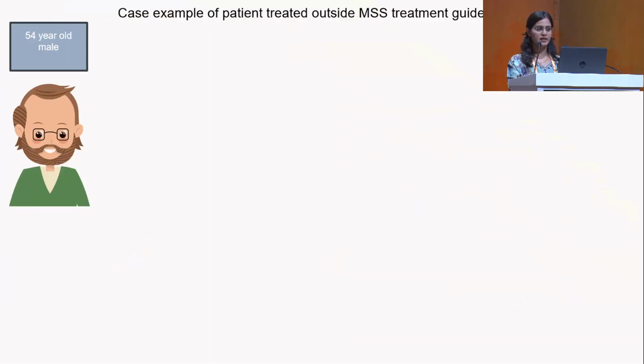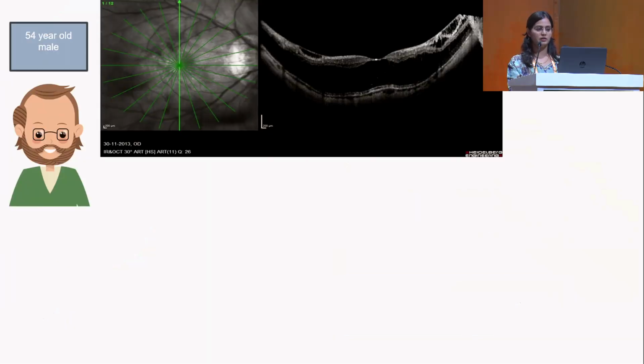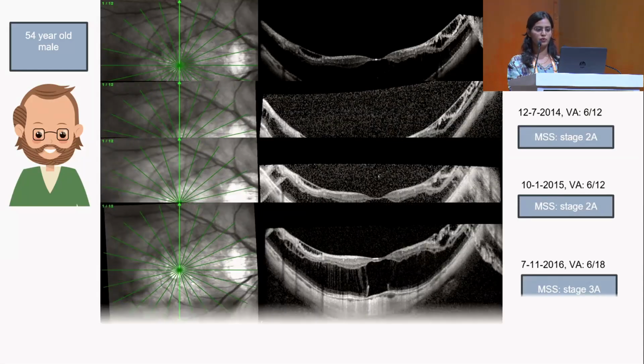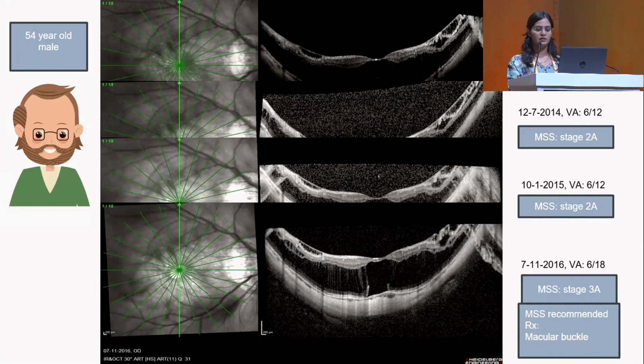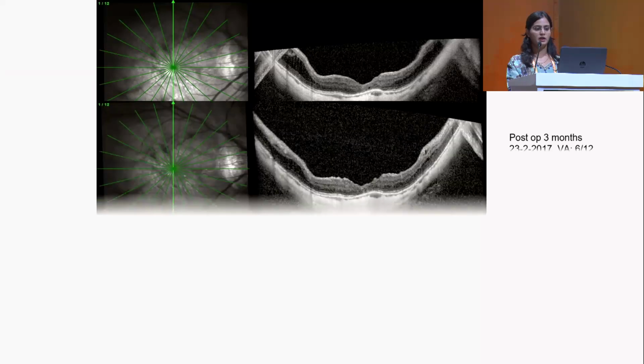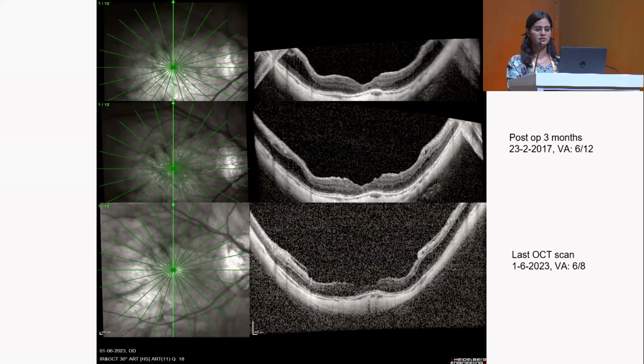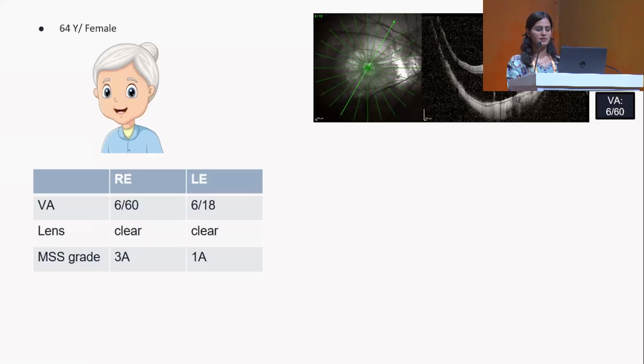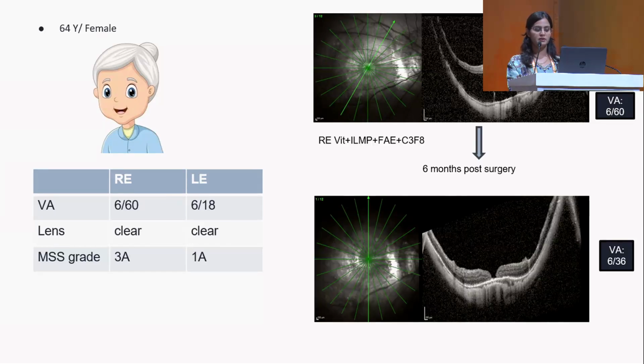So these are certain case examples of the patients who were treated outside the MSS guidelines. This is a patient who presented with a stage 2A initially, which progressed to stage 3A, wherein the recommended treatment was macular buckle. However, we did the vitrectomy, and this is the post-op OCT scan. This is another patient with stage 3A with the presenting visual acuity of 6/60, and with vitrectomy, the patient improved to 6/36. However, there was a macular hole which showed a type 2 closure.